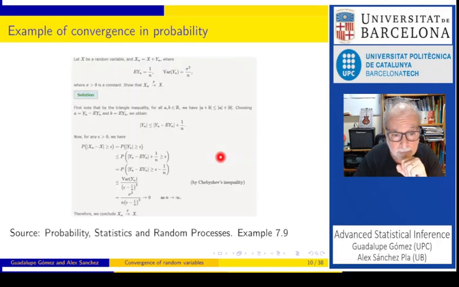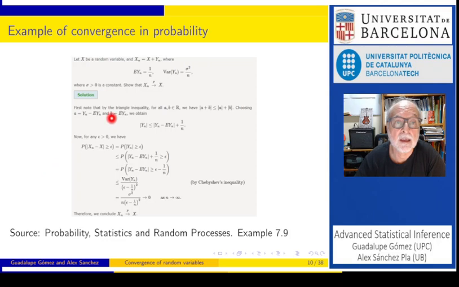Okay, I have put a series of examples, but I will not go into detail with them. I have extracted some of them from this online book, which is Probability, Statistics and Random Processes. So if you click here on the slides, you will go into the book and you can read what is before and after here.